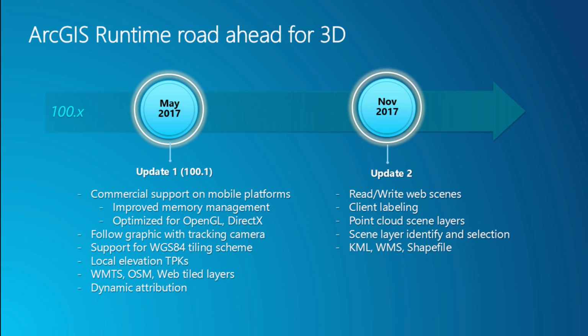We're also looking at supporting client-side labeling. We'll be supporting this in 2D in Update 1, but we'd like to support this in 3D at the end of this year as well. A little more complexity associated with a client-side engine for labeling, so we'll be adding that in as the year goes on. Targeting support for point cloud scene layers, a different type of scene layer that we discussed earlier, being able to support that effectively within runtime. Not only that, but being able to interact with scene layers a little more effectively too, such as identify and then select and render those selections. And then some additional layer types that we're looking at adding commercial support for across the board, which includes KML, WMS, and shapefiles.